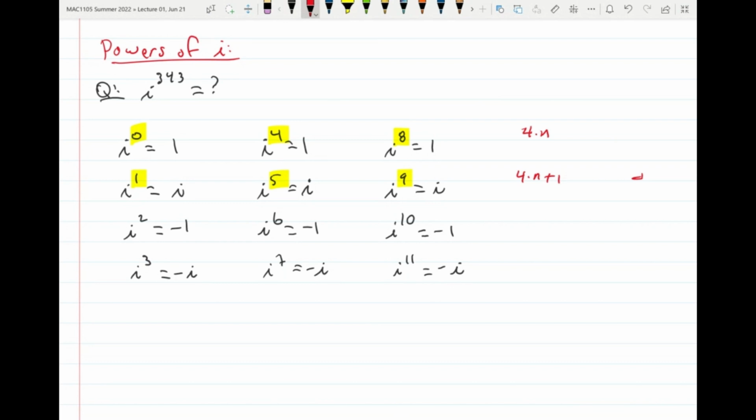Now, in the next row, what's the pattern? What are the ones that will give you negative 1? 4 times 10 plus 2. They are 2 plus a multiple of 4. So all of those numbers have the form 4 times n plus 2. And then how about the last row?